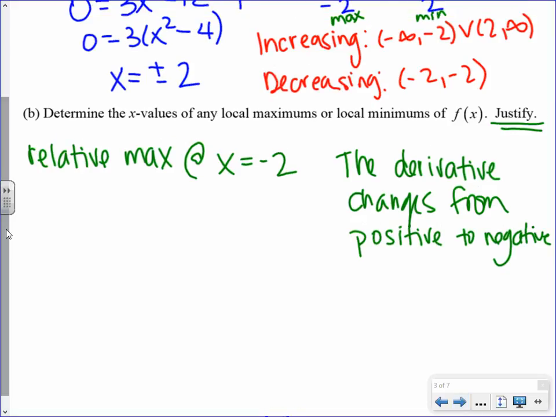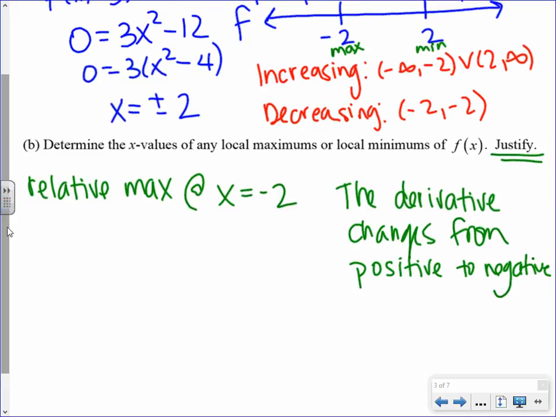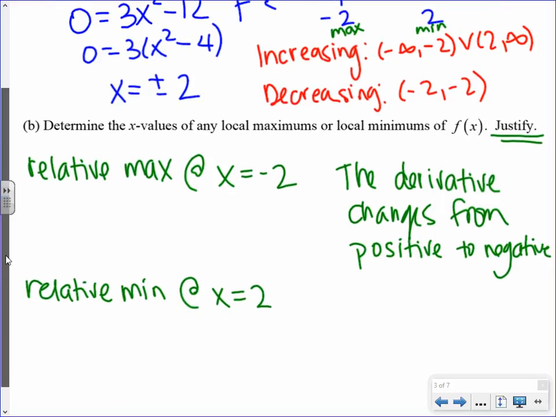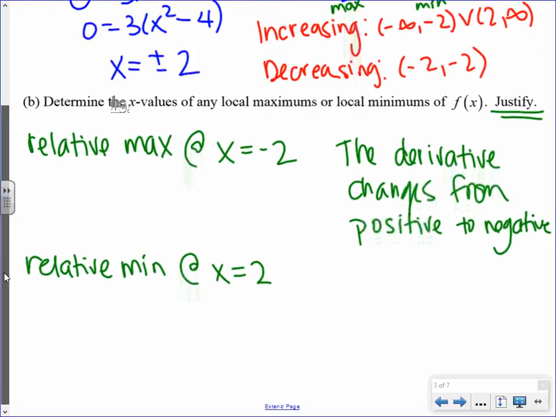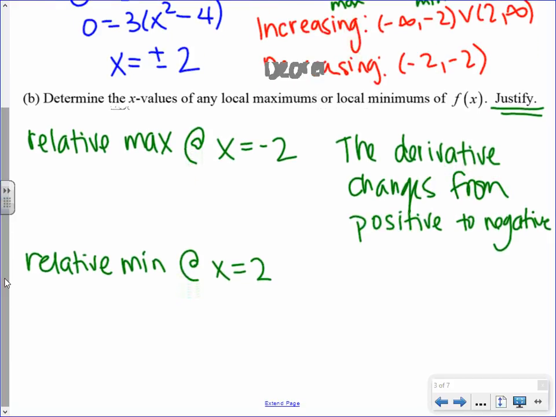Then we labeled min at 2. So we have a relative minimum at x equals 2. Josie, what would our justification be for that? The derivative changes from negative to positive. Our derivative changes from negative to positive.